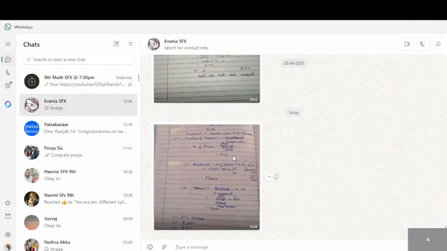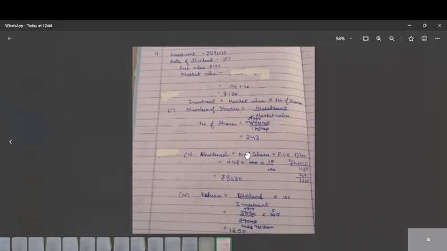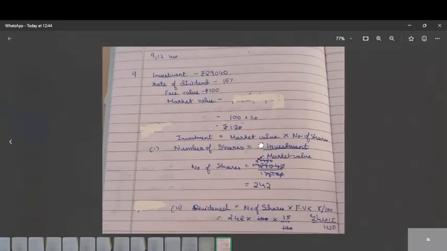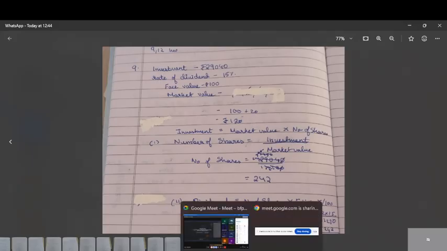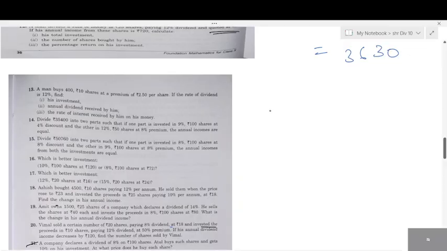14th one. Okay. And this is Ivania's answer. Investment. See, this is how we're supposed to write, students. Investment, rate of dividend. Don't write ROD, all those things. Write it in full words. Investment, rate of return, face value. You can write face value, nominal value, anything. Market value, 100 plus 20. Where's the calculation, Ivania? Why have you erased it? 20%. You understood that calculation part? Look here, I'll explain once again.